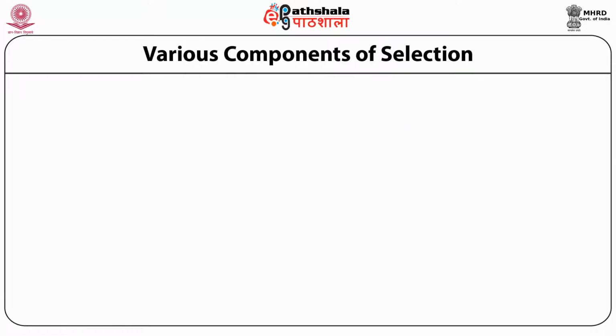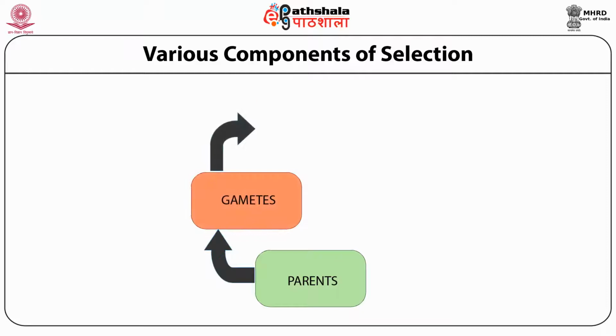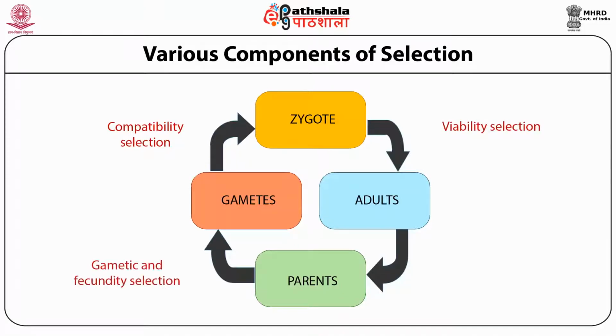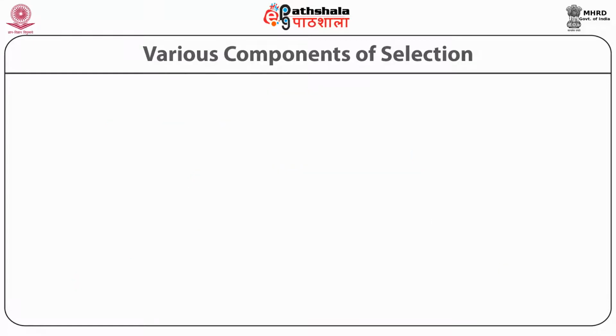Here you can see various components of selection. See in the image, parents produce gametes. From gametes, a zygote is formed and the zygote develops into an adult. In this way, there is compatibility selection, viability selection, gametic and fecundity selection, as well as sexual selection. Now let's see what are the various components of selection.